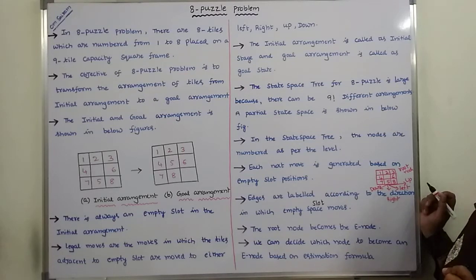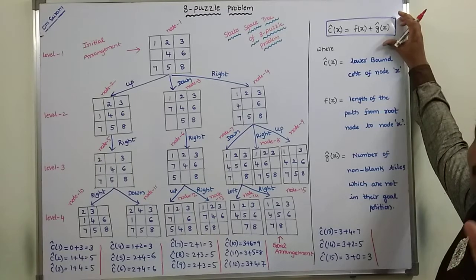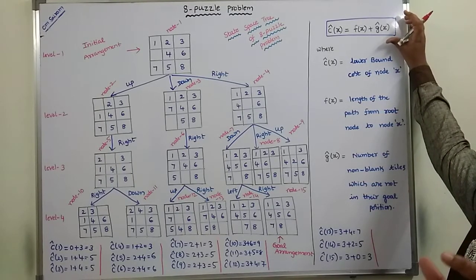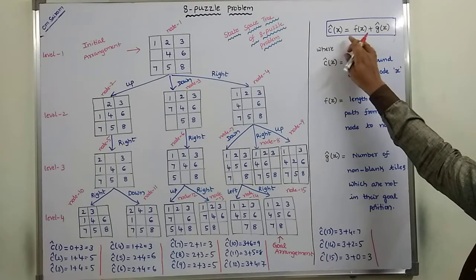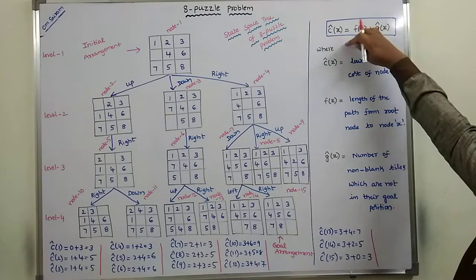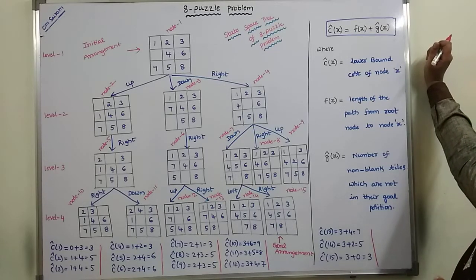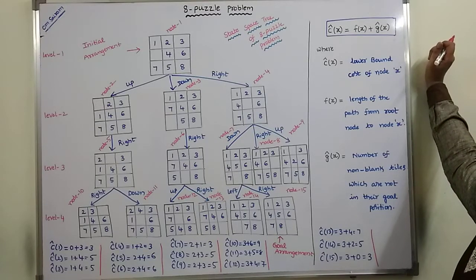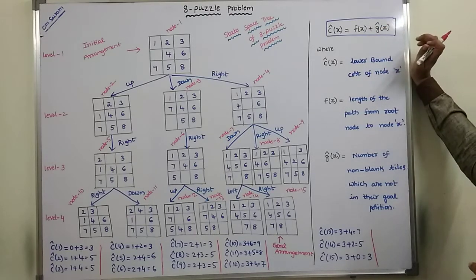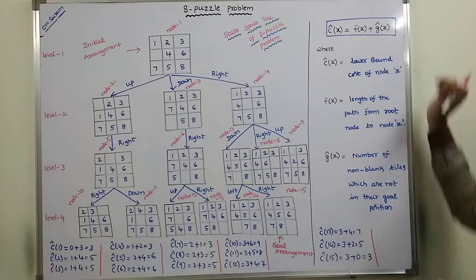that is, C cap of x is equal to f of x plus g cap of x. This is the formula we have to use to find which node in the next level becomes the E node. Okay, C cap of x is equal to f of x plus g cap of x, where C cap of x is the lower bound cost of a node x. Okay, f of x is the length of the path from the root node to node x.